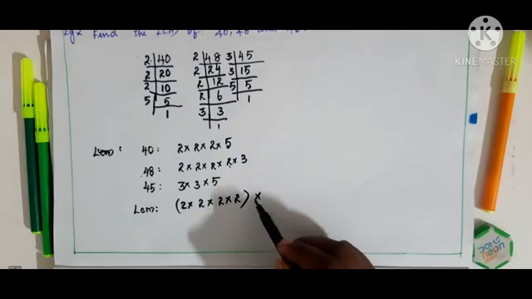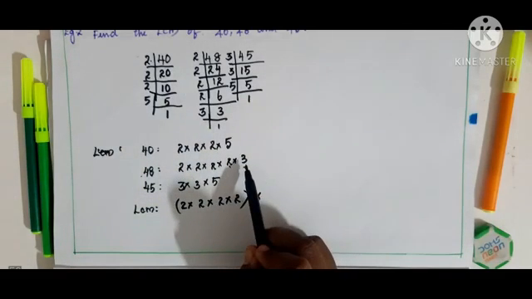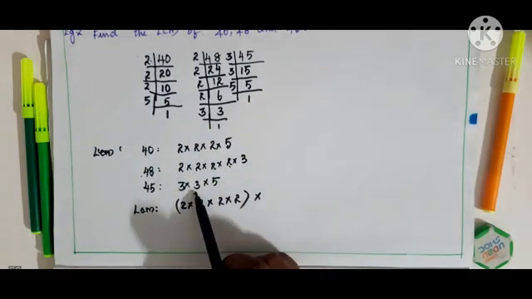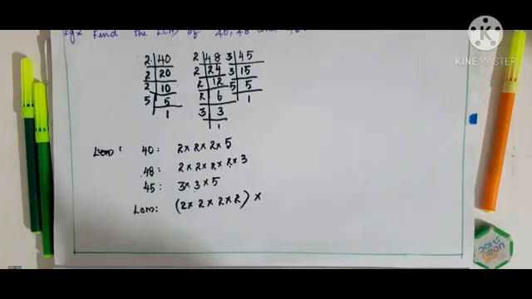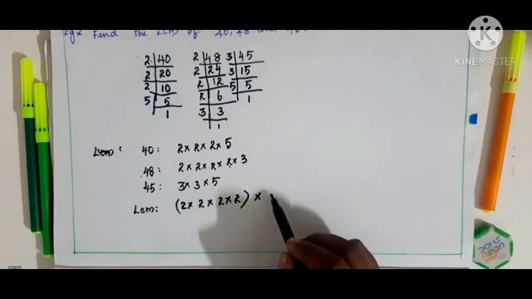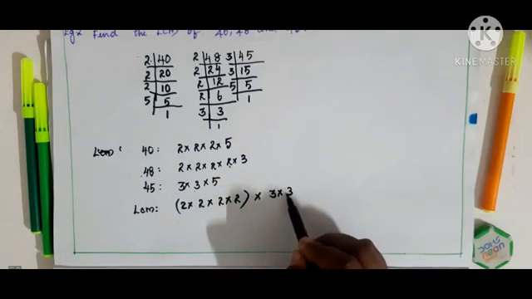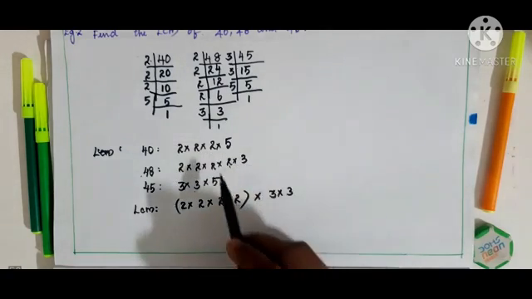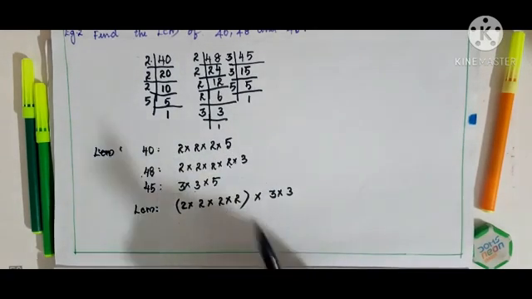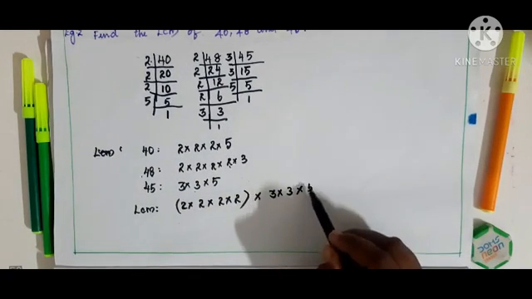Next you can go for 3. Here it is 1 time. Here 2 times. So we take it 2 times. So 3 into 3. Is it clear? Next we see 5. Here it is 1 time, here also 1 time. So 1 time.